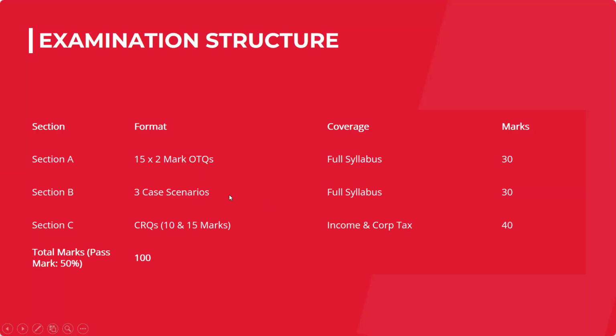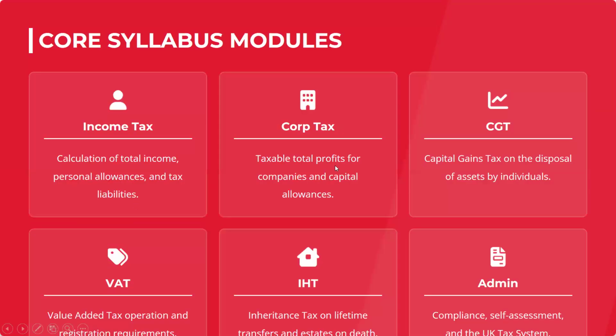Moving forward, in section B, where you have the MTQs, that covers three case scenarios. ACCA has mentioned full syllabus, but as per my experience and as the trend has followed, I can tell you which topics these three case scenarios are from. You can write it down: they are from VAT 10 marker, IHT 10 marker, and then CGT 10. So 10, 10, and 10, this makes up 30. So it's a confirmed thing. These three topics don't come in CRQs. They only come in section B.